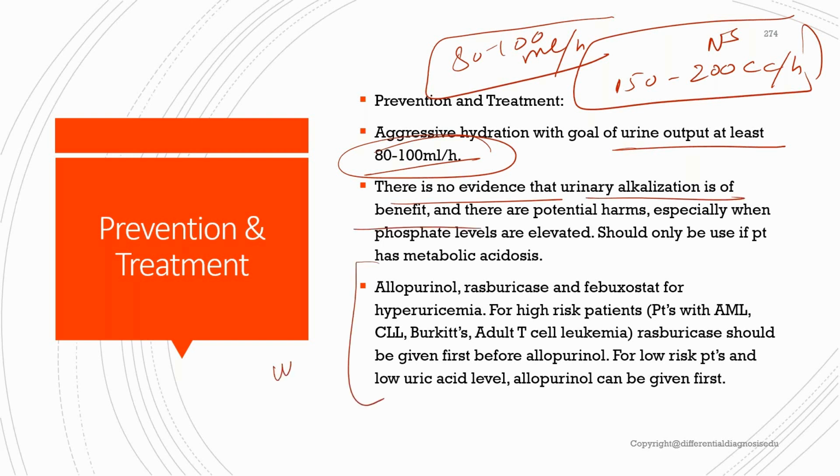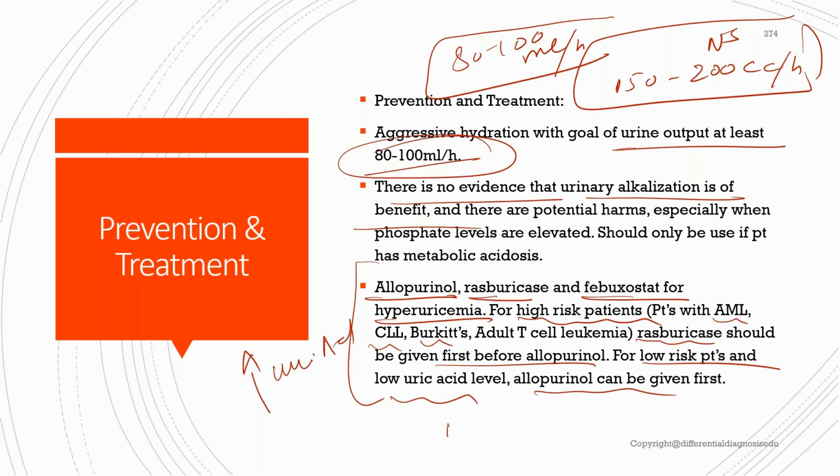If uric acid is high, you can start this patient on allopurinol, rasburicase, or febuxostat for hyperuricemia. For high risk patients, so patients with AML, CLL, Burkitt lymphoma, you can use rasburicase. It should be given first before allopurinol. And for low risk patients, in which the uric acid level is not too high, you can give allopurinol.